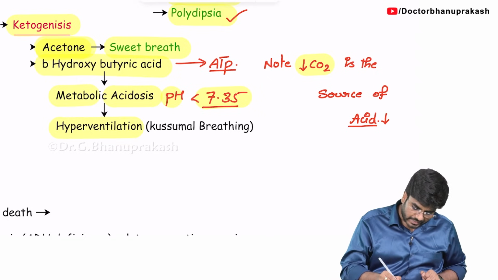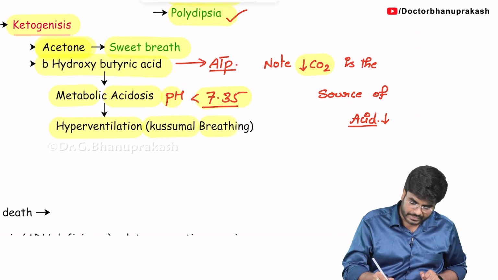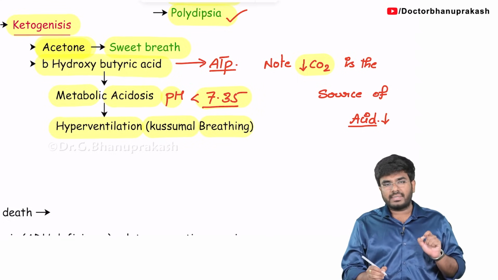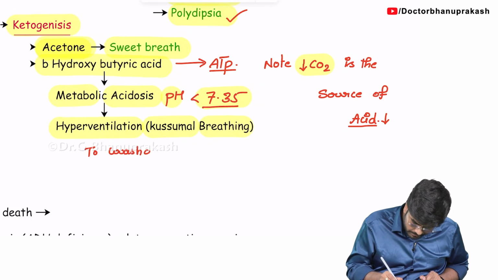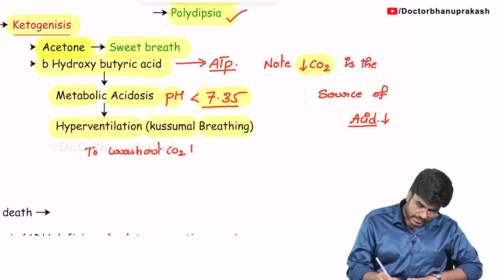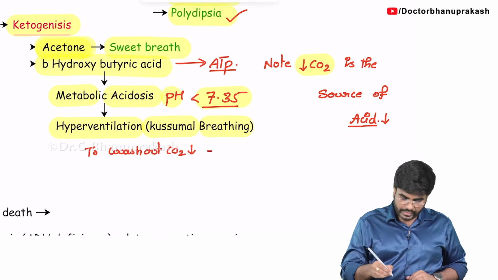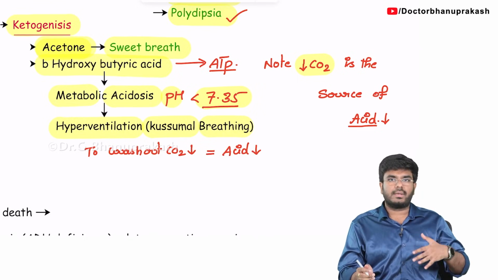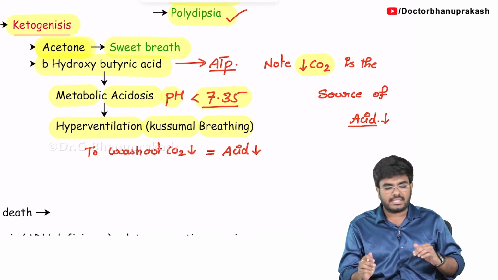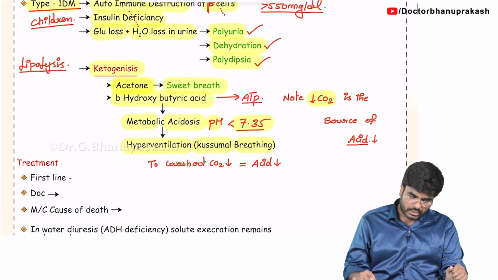That hyperventilation is called Kussmaul breathing. Kussmaul breathing is nothing but the hyperventilation to wash out carbon dioxide, or to decrease carbon dioxide. Whenever you are decreasing the carbon dioxide, acid production decreases. Like compensation, the lungs are trying to compensate, trying to decrease the acid production. Okay, so this is called Kussmaul breathing.